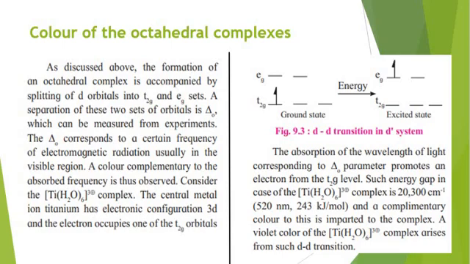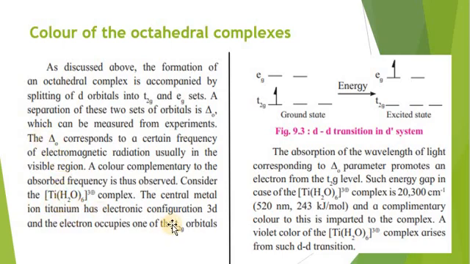The formation of octahedral complexes is accompanied by the splitting of d orbitals into t2g and eg. The separation of these two orbitals, delta O, can be measured from experiment, and delta O corresponds to a certain frequency of electromagnetic radiation, usually in the visible region. The color complementary to the absorbed frequency is what is observed.